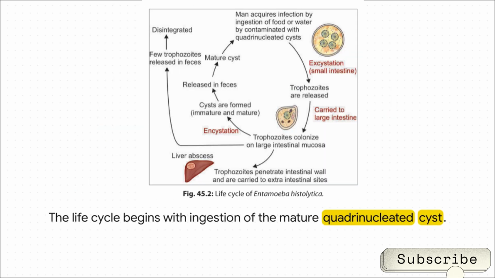The life cycle is a classic fecal-oral route story. It all starts when a person swallows the mature 4-nucleated cyst, usually from contaminated food or water. That tough little cyst makes it through the stomach acid no problem. Then in the small intestine, it undergoes excystation. It cracks open and releases trophozoites. These guys then travel down to the large intestine, which is their main playground, and that's where they can either hang out harmlessly or start to invade.